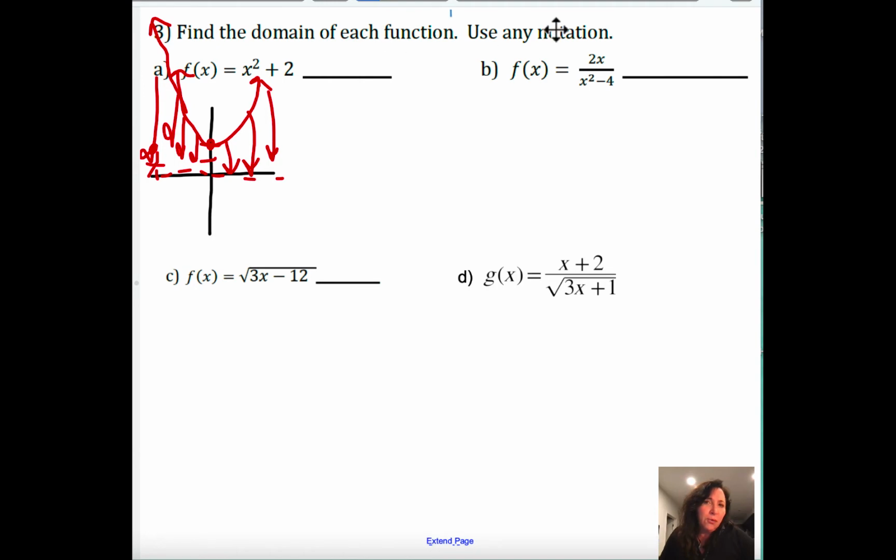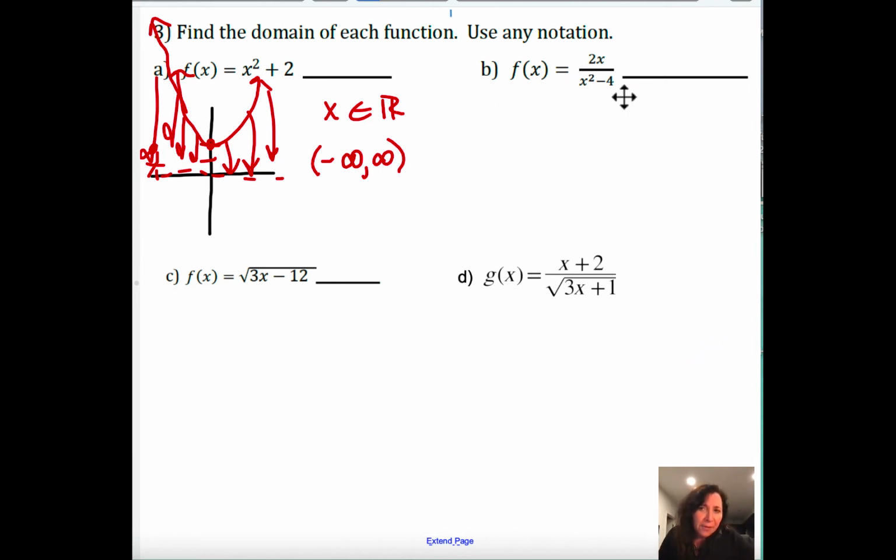So the way you would write it, and they ask you to put it in any notation, there's 2 notations you can use. You can use the set notation, or you could just say x is an element of all real numbers because it goes left to right, all values. Or my personal favorite is negative infinity to infinity, because that encompasses everything. And you have to use parentheses with infinity.